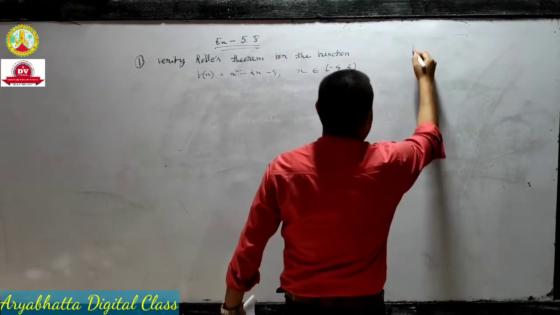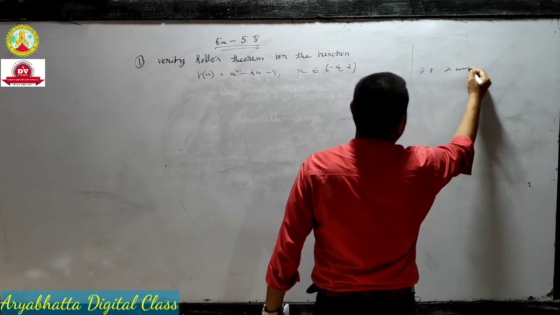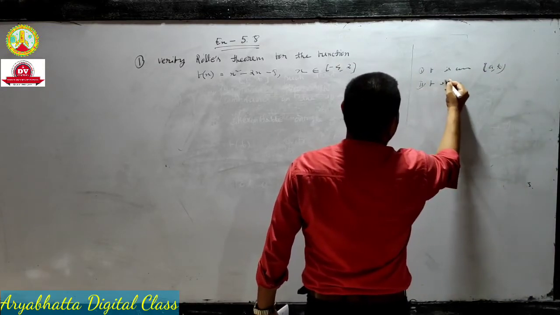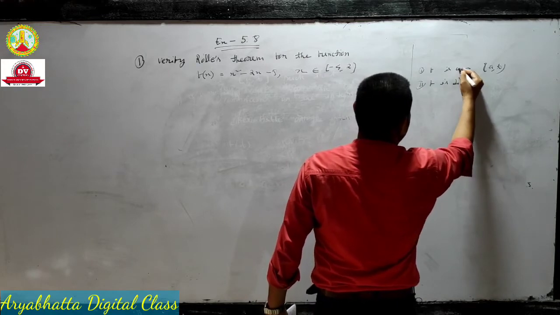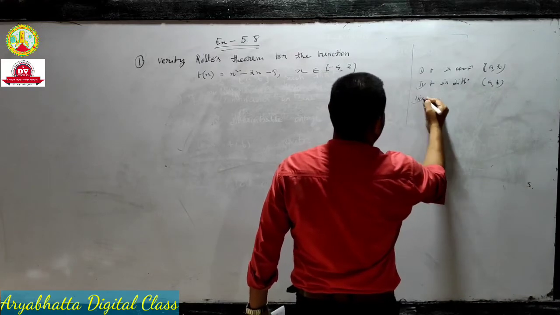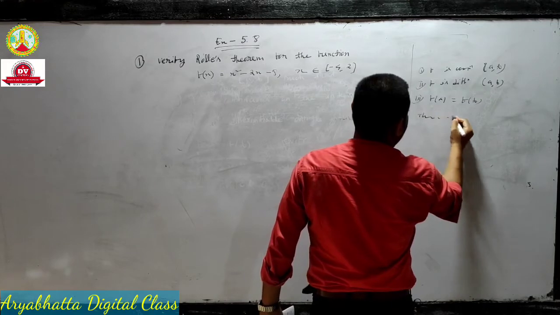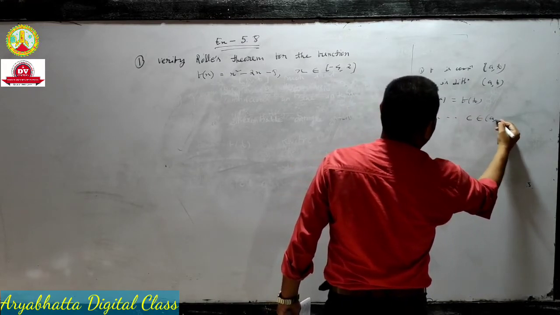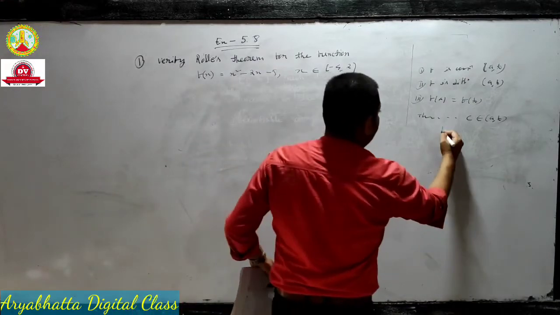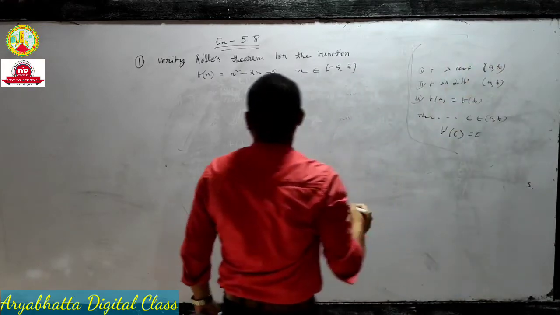We know that if f is a real function, then number 1, f is continuous on closed interval a comma b. Number 2, f is differentiable on open interval a comma b, and number 3, f of a is equal to f of b, then there exists a real number c belongs to open interval a comma b such that f dash c equal to 0. Remember these points.